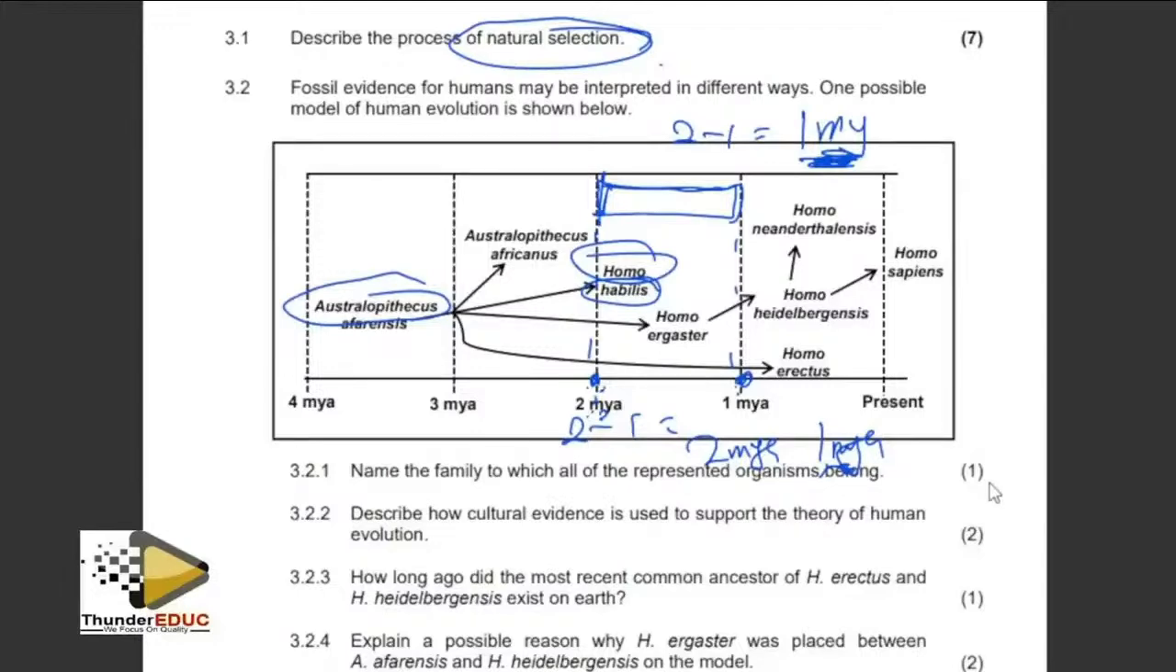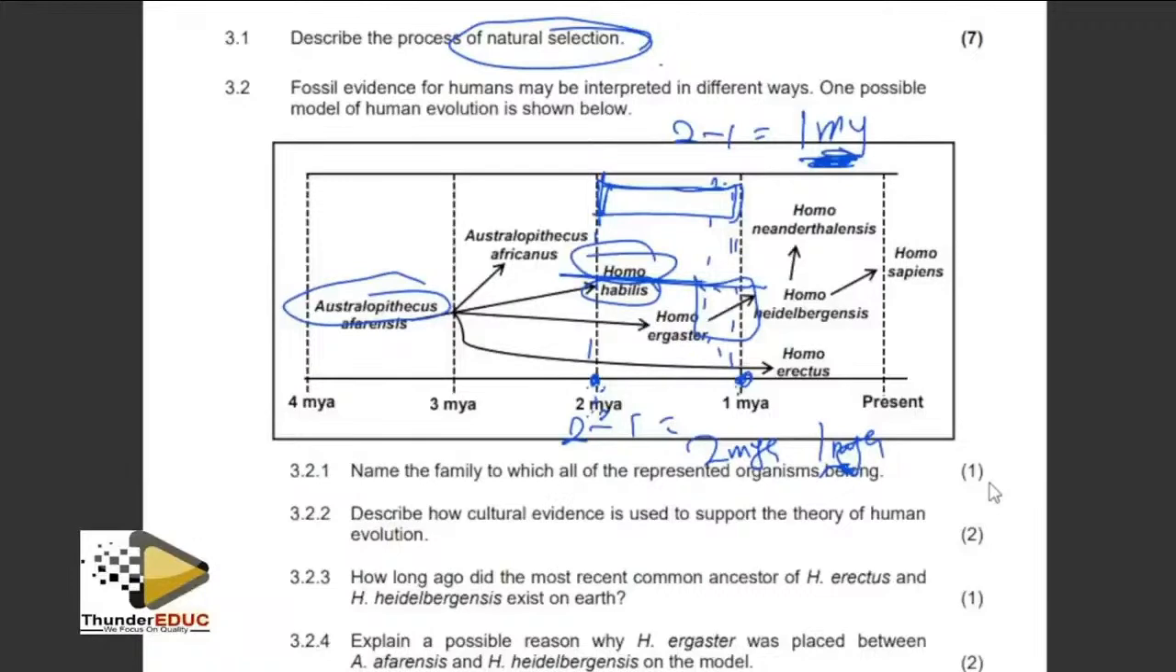Then, which species competed for resources? In this case, you'll find out that if this species and this species exist at the same time, and you draw a line like this, you see that this one and this one touch each other. It means that they existed at the same time. It means that they competed for resources. So maybe you'll say Homo ergaster and Homo habilis. It depends on the species which existed at the same time, but they must have a line where they touch each other.